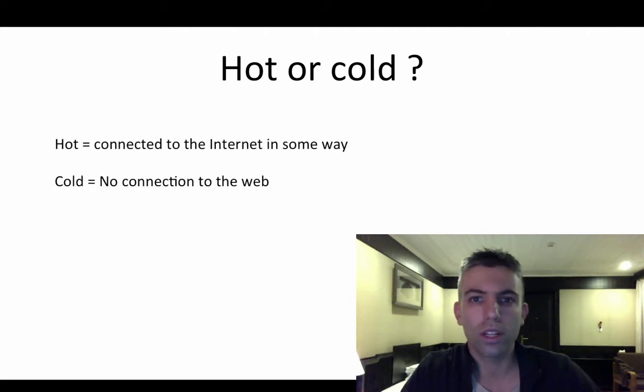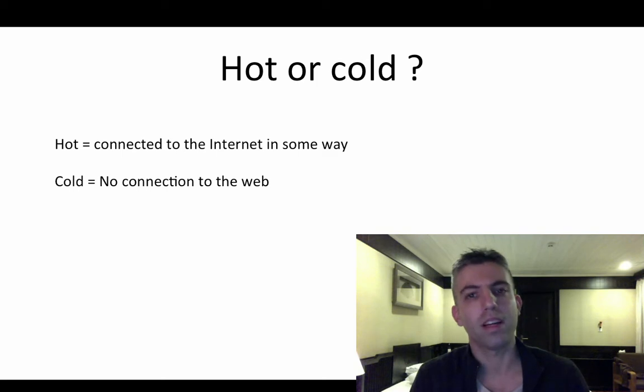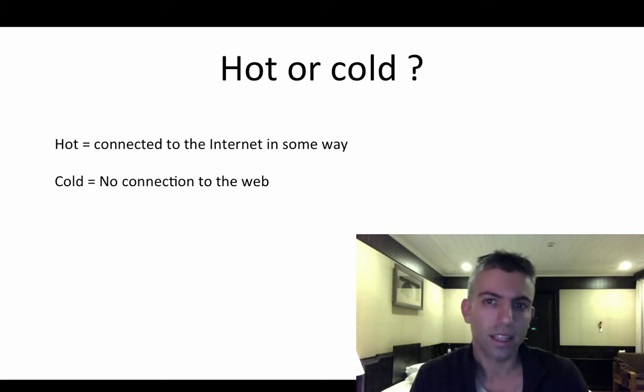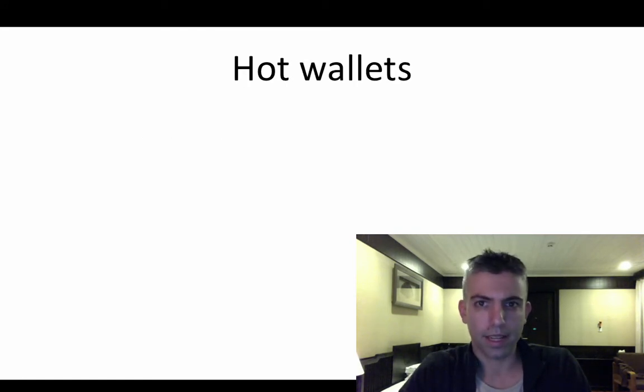Cold storage, on the other hand, is something that is in no way connected to the internet. This could be, for example, a paper wallet, which we'll talk about in a second, or maybe even that physical Bitcoin we talked about that has your private and public key on it, or a USB that's not connected to your computer. Of course, each one of them has its pros and cons, and we'll talk about them in a second. So let's start with hot wallets.